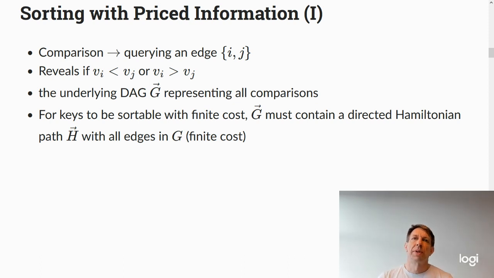The algorithm can make progress by performing comparisons, by querying an edge, with the outcome that one endpoint is shown to be smaller than the other in whatever way the underlying truth is. And this means that the input, without this being visible to the algorithm, consists of an underlying directed DAG that represents the outcome of all the comparisons. And for this framework to be meaningful, there must be a directed Hamiltonian path within G prime, within this directed version of G, and we call this H directed.